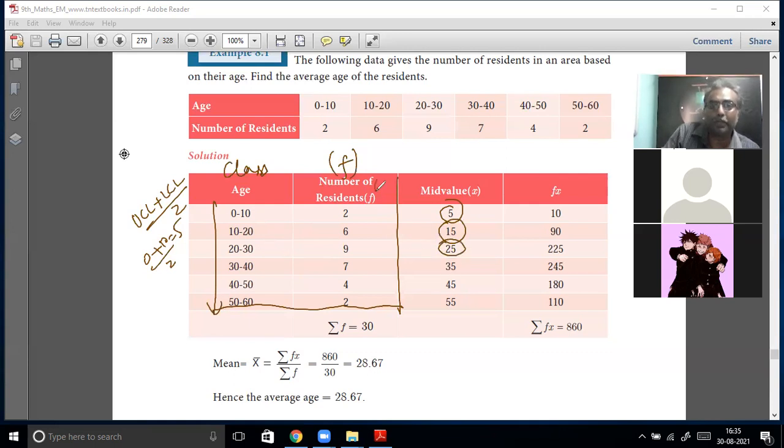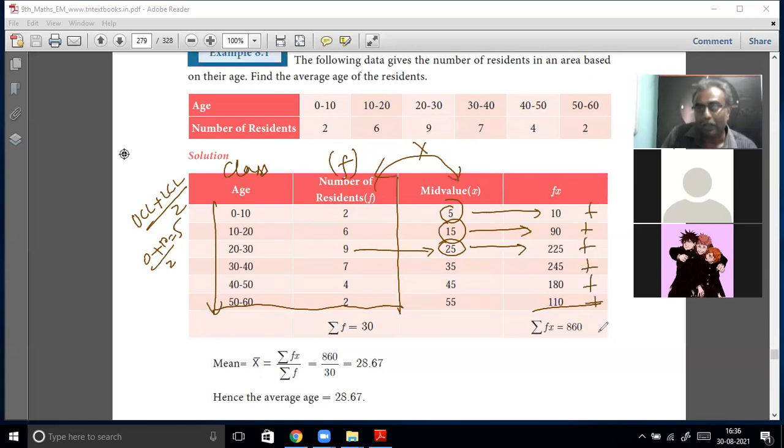Then what you do, you multiply f into x. 2 into 5, 10. 6 into 15, 90. 9 into 25, 225, like that. After that, you take the sum of all of this, that is sigma fx. All of that is 860. Then you take the sum of the frequencies, that is n is equal to sigma f. Divide sigma fx by sigma f. That is 860 by 30, 86 by 3, 28.67 is the answer. Simple. That is your mean average age.